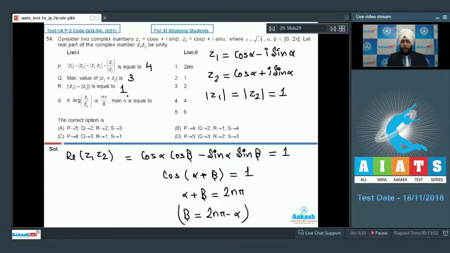Argument of z1 upon z2 conjugate. z2 conjugate is same as z1. So argument of z1 upon z1, that is argument of 1, is equal to 0. N pi by 8. N has to be 0. 4, 3, 1, 1 is the correct order. Option number C is the correct choice.